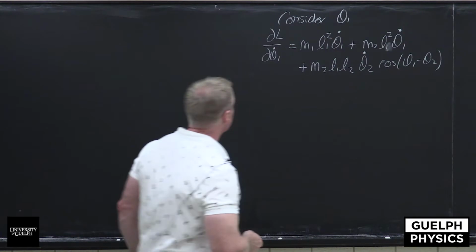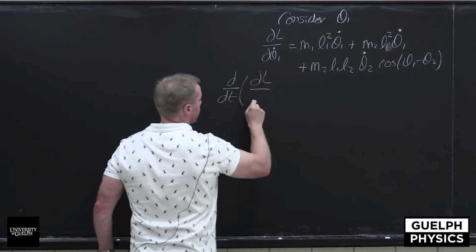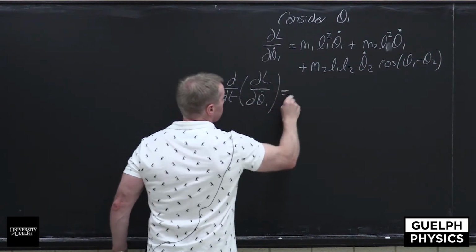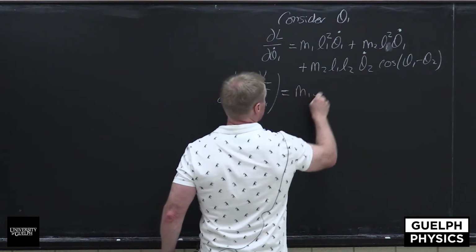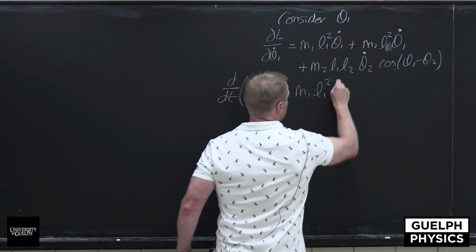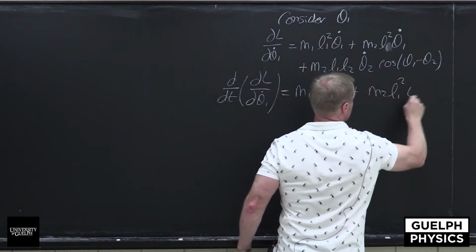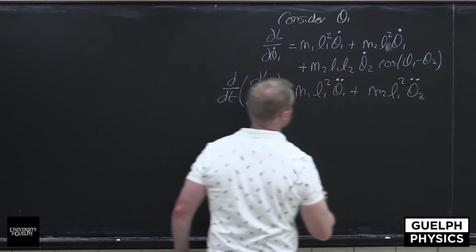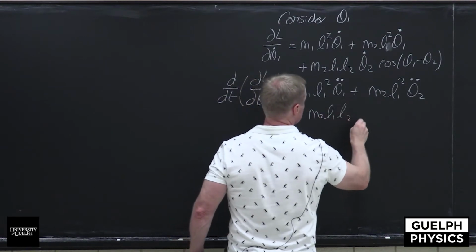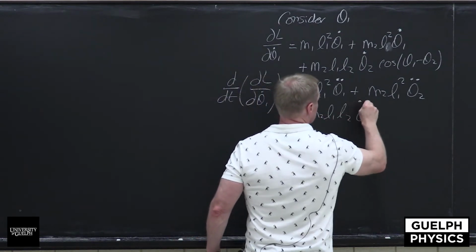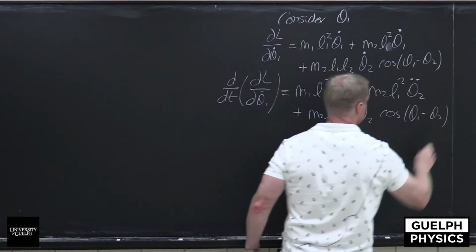Yes. So then we need the time derivative of this, d by dt, of partial L by partial theta 1 dot. And now we can see there's going to be quite a few terms. So m1 L1 squared, theta 1 double dot, plus m2 L1 squared, theta 2 double dot, plus m2 L1 L2, theta 2 double dot, cosine theta 1 minus theta 2.